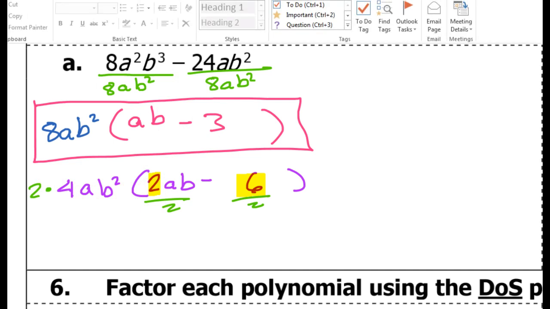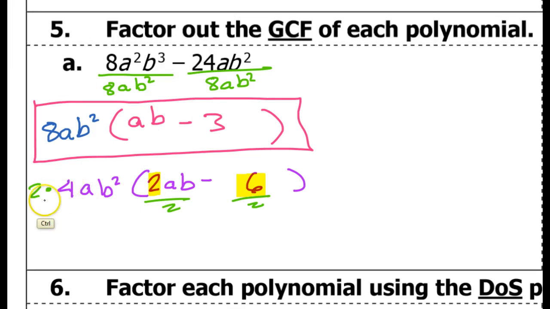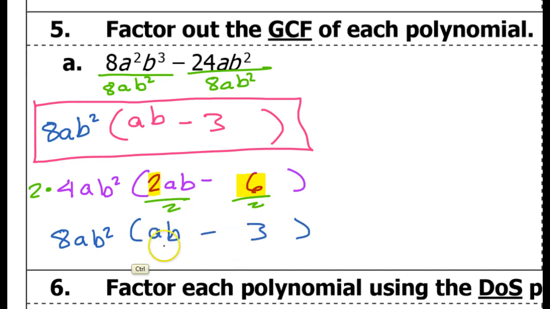So then when you redo the problem, this is multiplication. So 2 times 4 is 8. So this becomes 8ab squared. And then now that you've divided by 2, the 2's cancel out and you get ab minus 3. Of course, notice that this is the same thing that we got when we did it properly the first time. But I wanted to show you how you can, first of all, notice that you didn't pull out a big enough number and then fix it without starting over.